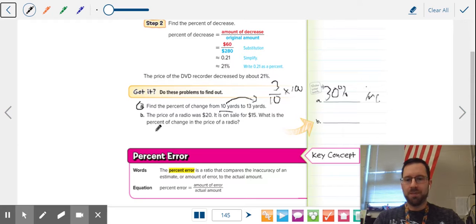then times 100. All right, B, the price of a radio was $20, and then it went on sale. It decreased to $15. What's the change? It's a change of 5. 20 to 15 is a change of 5. What did it start as? Do not put the second number. It's always the first number that goes on the bottom. 5 over 20 is 25%. Once again, you could reduce that and get a quarter, and then see that's 25%. So it's a 25% decrease.